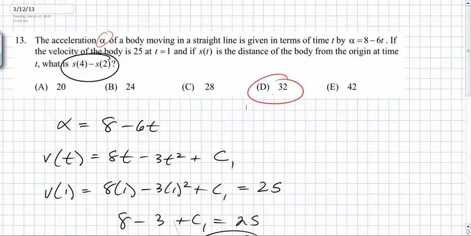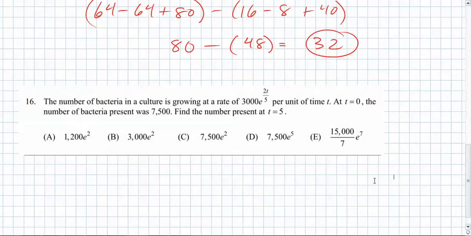It is. And now they're telling you that the culture is growing at a rate of 3,000 e to the 2t over 5. So you can kind of treat that as a velocity. That's the velocity of the population of bacteria. Does that kind of make sense? So basically, they're saying that this is the velocity at time t of the rate of growth of the population of bacteria.